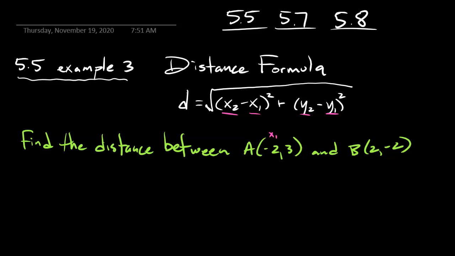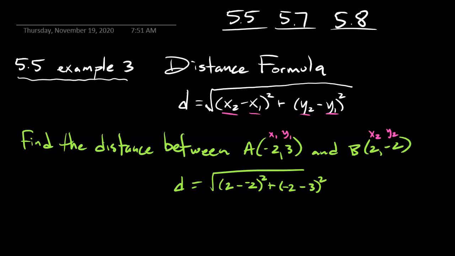Okay, good. Perfect. Now, do know that if you decided it was the other way around, it still works. But excellent job. Okay, so here, let's fill it out. I'm going to put in all the stuff that Olivia just told me. x2, 2, minus x1, -2, squared, plus y2, -2, minus y1, 3, squared.